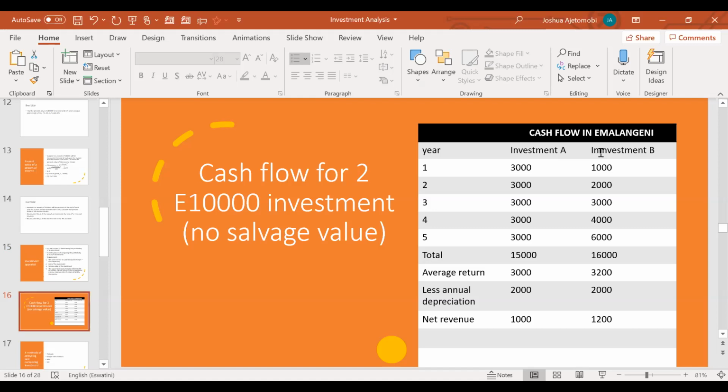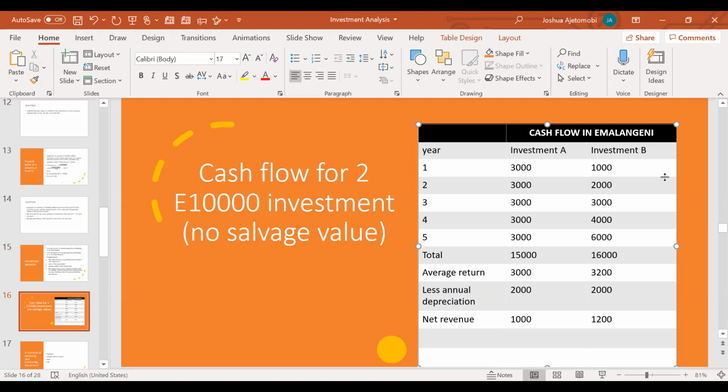This is a spelling mistake here. This should be investment A and investment B. For investment A, we have the cash flow as 3,000 every year. But for investment B, we have 1,000, 2,000, 3,000, 4,000, and 6,000, making the total investments for A to be 15,000 and B 16,000.